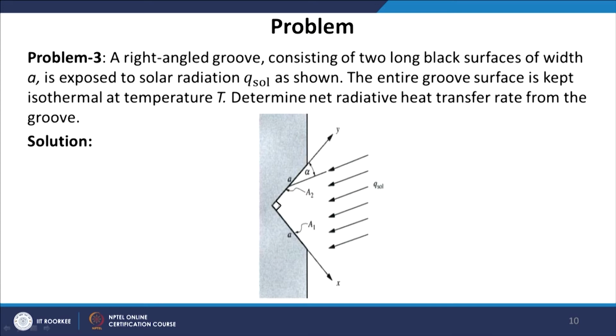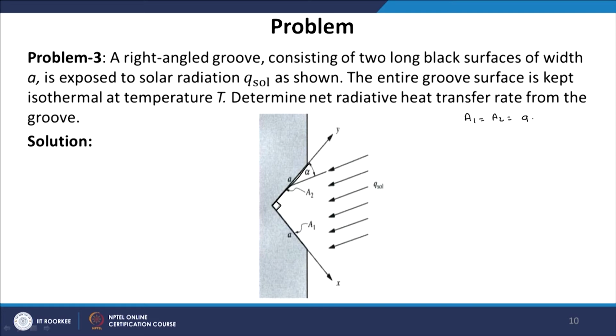So, there is a 90-degree angle. We have two surfaces, they have infinite width in the plane of the board. So, the surfaces have basically an area A1 is equal to A2 is equal to A, assuming unit depth in the plane of the board. The angle between the two surfaces is 90 degree. Now, radiation on this enclosure or groove is basically the solar radiation at an angle alpha as shown.